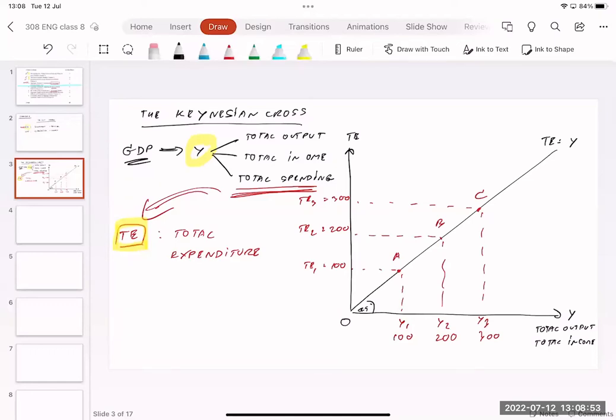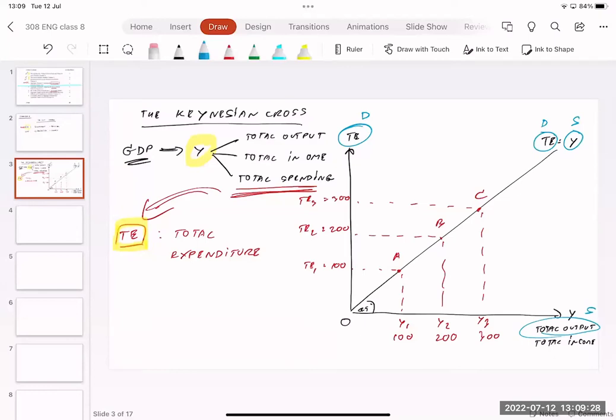You can consider total expenditure as demand, because when you're spending money on something, this is what you want. And you can consider the total output, the variable Y, as supply, because supply is about producing something, right? So every point on the 45-degree line, total expenditure equals Y, the total output. So it means that demand always equals supply. You can think like that.